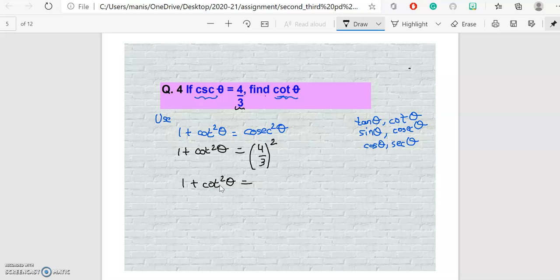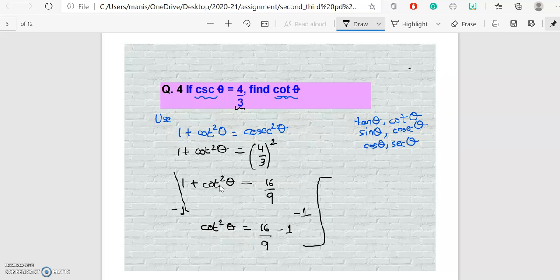I will take the 4 square is what? 16. 3 square is what? 9. Now I will subtract 1 from both the sides. So this gets cancelled out. Cotangent square theta is equal to 16 over 9 minus 1.